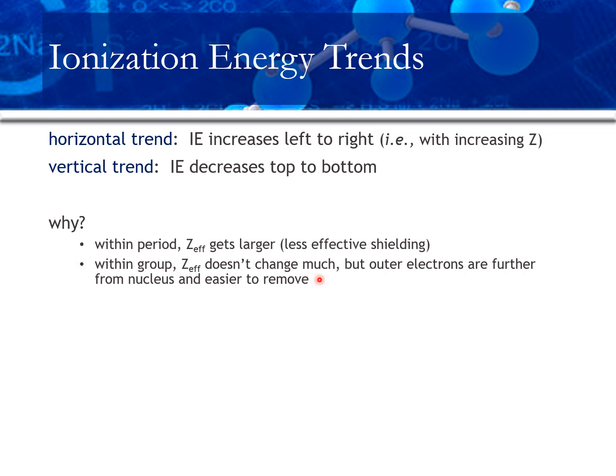Within a group, for the vertical trend, remember the effective nuclear charge doesn't change very much in a vertical trend, but outer electrons are in much larger orbitals, and so they're very much farther away from the nucleus, and for that reason they are easier to remove. That's the reason that ionization energy gets smaller in the vertical trend as you go from top to bottom on the periodic table.